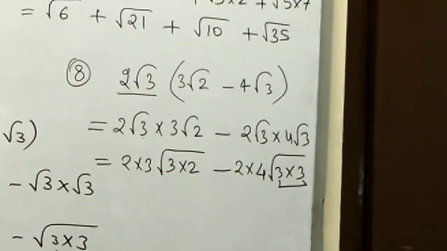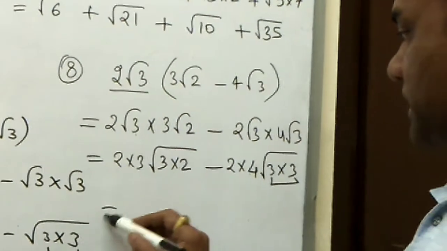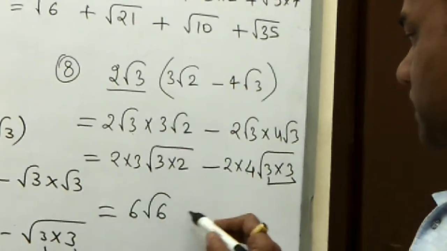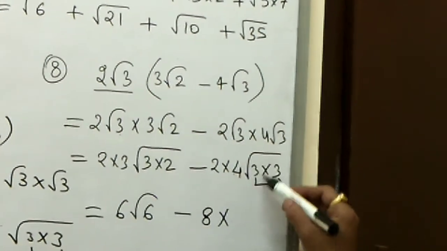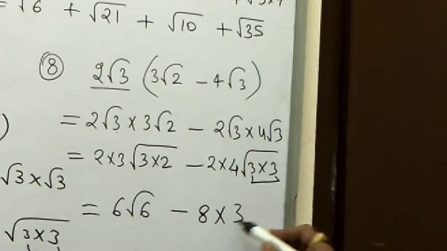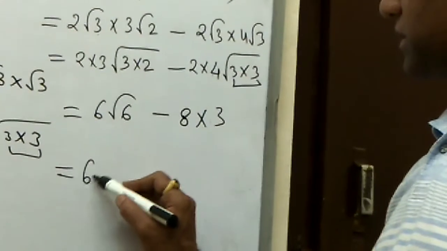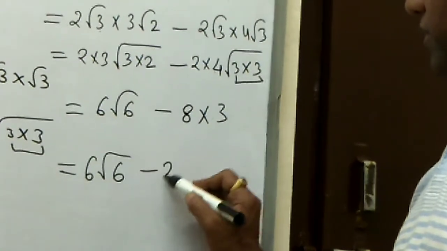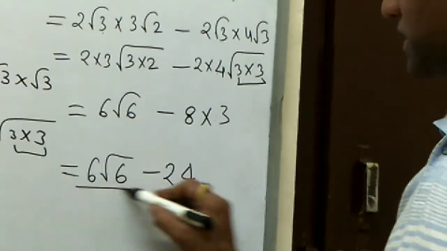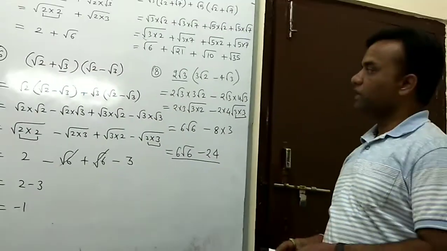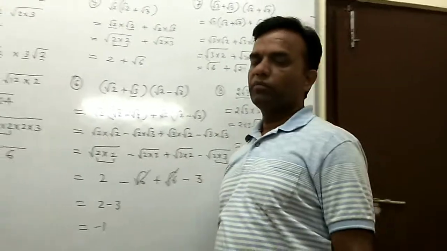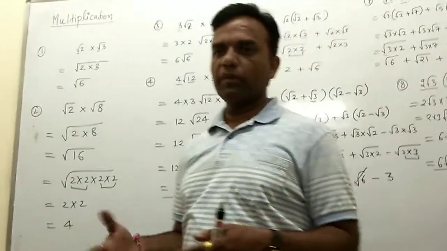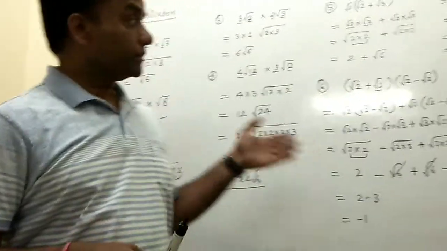Now here you have the pair. So 2 3s are 6 and root 6 minus 2 4s are 8, and now this root is removed because they are completely in the form of a pair. So you put it as it is, 6 root 6 but with minus 24. So you simplify this, and this term also you multiply in this form.